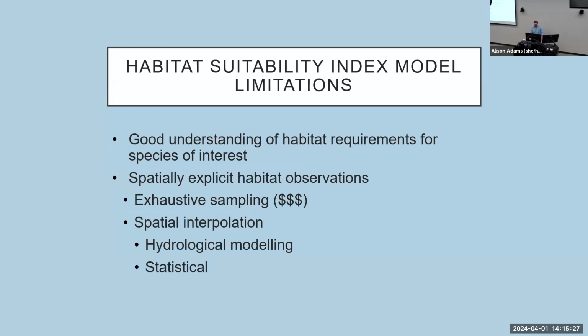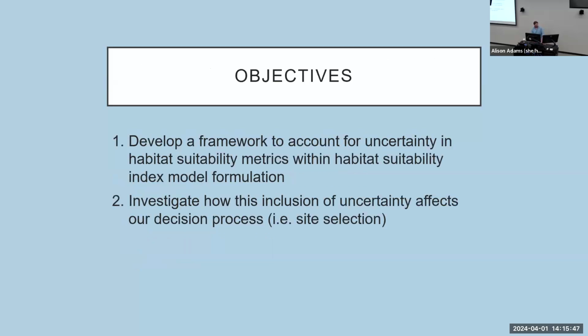The problem with this spatial interpolation is that it introduces error within the process. At the sites where we don't sample, we're making an estimate of what the potential habitat value is, but we don't necessarily know it offhand. And depending on the spatial distribution of our sampling efforts, we may end up with areas of higher error in places that are sampled less frequently. And so the objectives of this chapter were to develop a framework to account for this uncertainty in habitat suitability metrics within the HSI model formulation, and then look at how this inclusion of uncertainty affects our decision process.